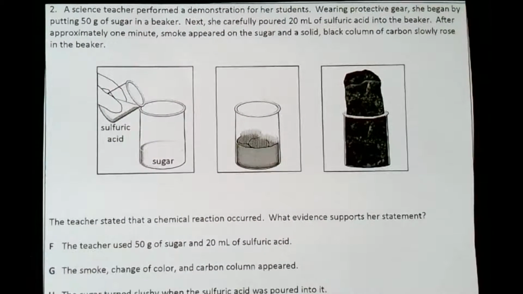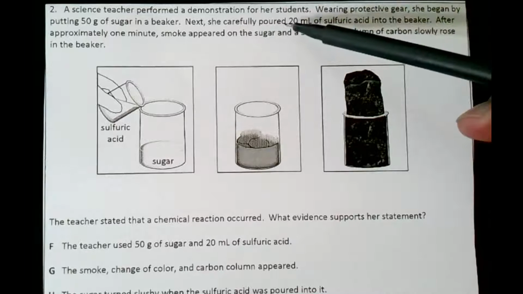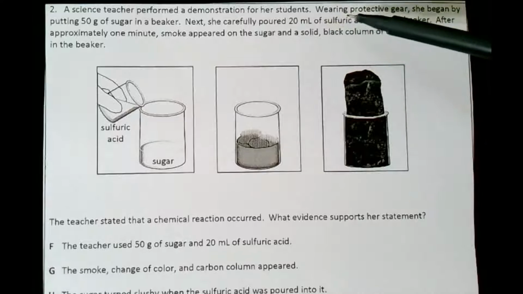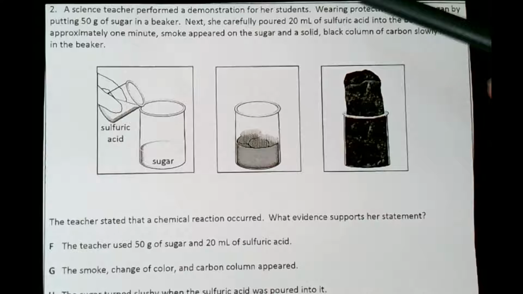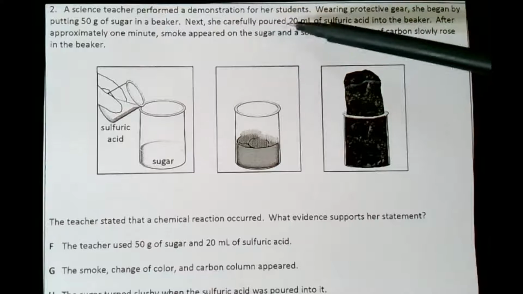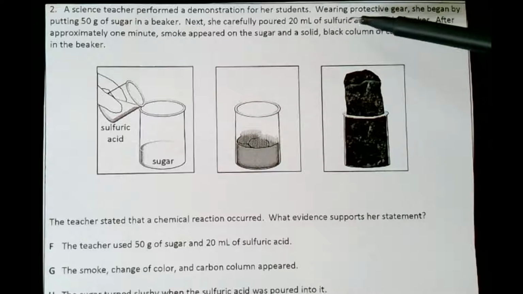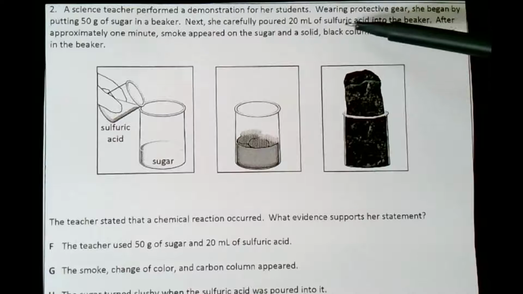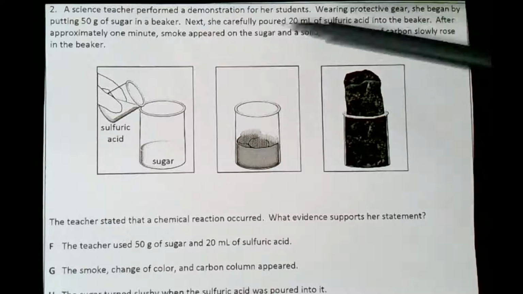A science teacher performed a demonstration for her students. Wearing protective gear, she began putting 50 grams of sugar in a beaker. Next, she carefully poured 20 milliliters of sulfuric acid into the beaker. After approximately 1 minute, smoke appeared on the sugar and a solid. A black column of carbon slowly rose in the beaker.